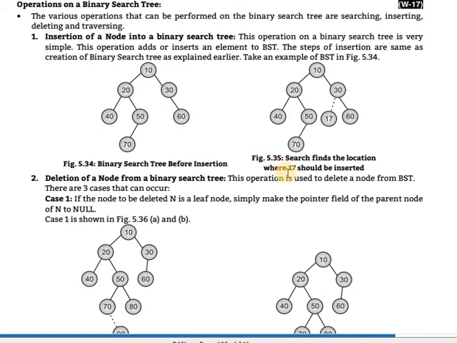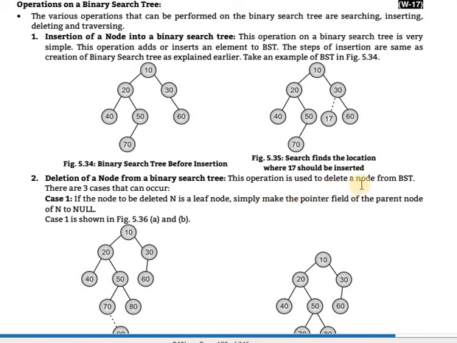When you want to insert 17, find the location where 17 should be inserted. First check whether 17 is greater or smaller than 10. It is greater, so go to the right subtree. There check 17 is less than 30, so place it there. Next operation, deletion of a node from the binary search tree.